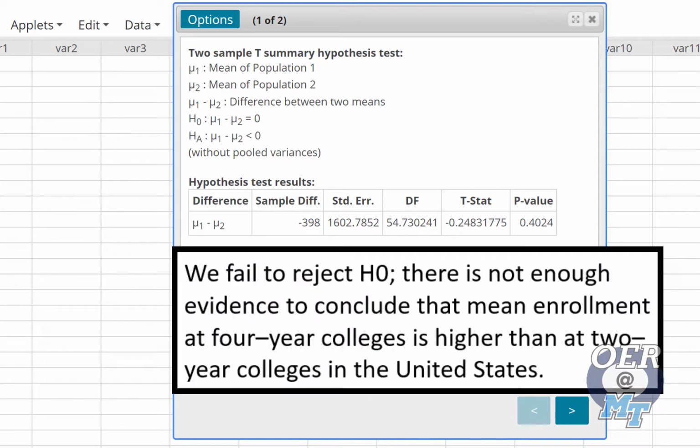So I fail to reject H0. There's not enough evidence to conclude that the mean enrollment at four-year colleges is higher than that of two-year colleges in the US.